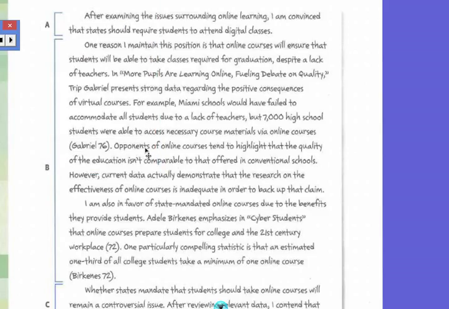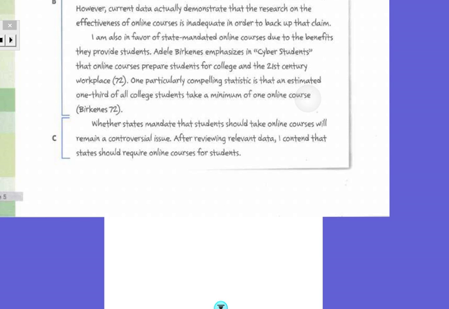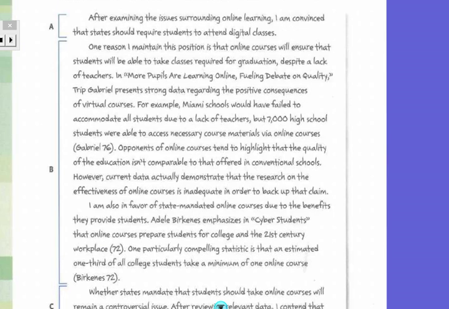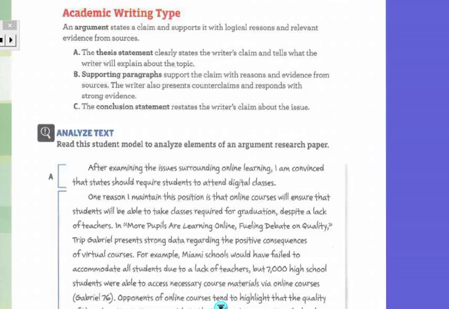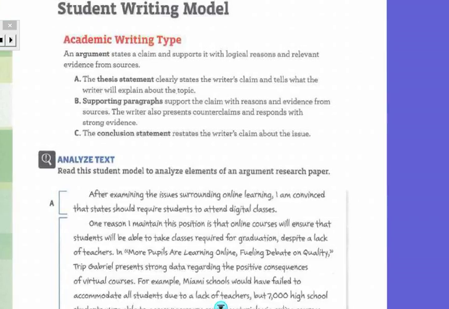So hello, we're looking in your portfolio on page 174, and we have here an argument example. An argument states a claim and supports it with logical reasons and relevant evidence from sources.